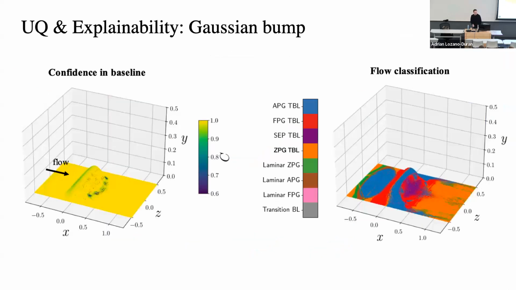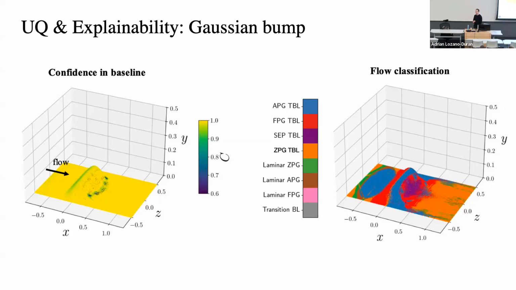This is another example of the explainability. So you see the confidence. Usually the model is pretty confident, not everywhere. There is a part related to the separation that you can see behind the bump where the confidence drops. And when we look into this, what happens is that the flow there is very three-dimensional.